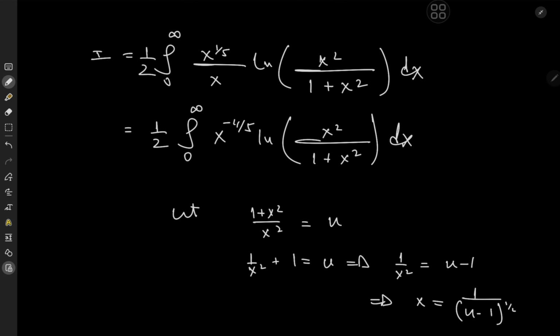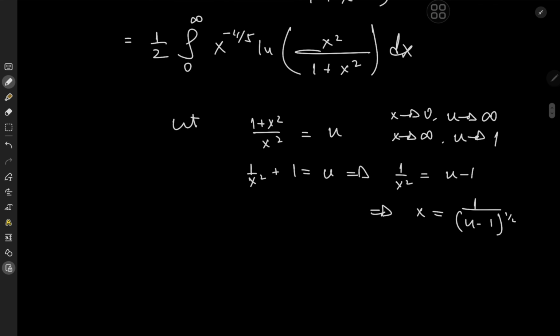Okay, cool. So now for the limits, as x approaches 0, u approaches positive infinity because x is approaching 0 from the right. And as x approaches infinity, you can evaluate quite easily using L'Hopital's rule that you would have u approaching 1. And now for the differential element, we differentiate this to get dx equal to, so we got 1/2, negative 1/2, that is, du over u minus 1 to the 3/2, which is cool.